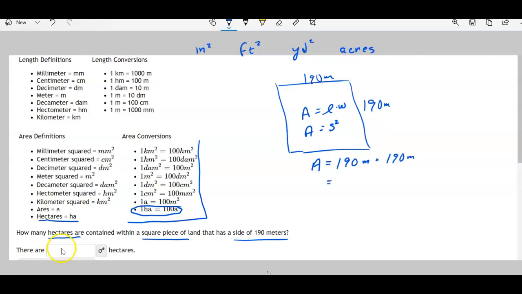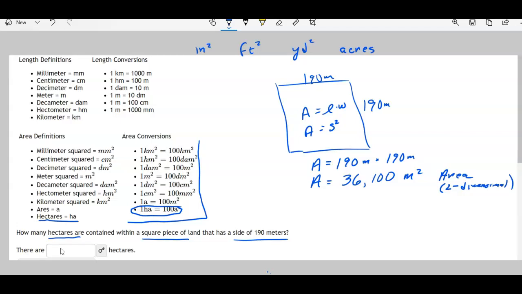And so when we square that, our units will be in square meters, right? So 190 squared is 36,100. And that should be square meters. Now that is the area. That's a two-dimensional measurement. That exponent of 2 indicates that.